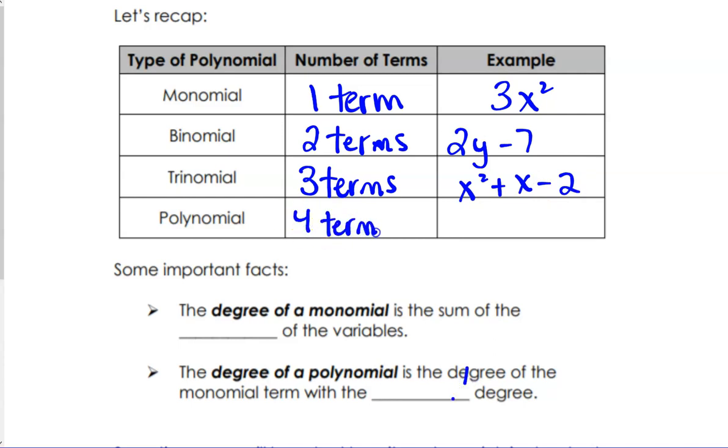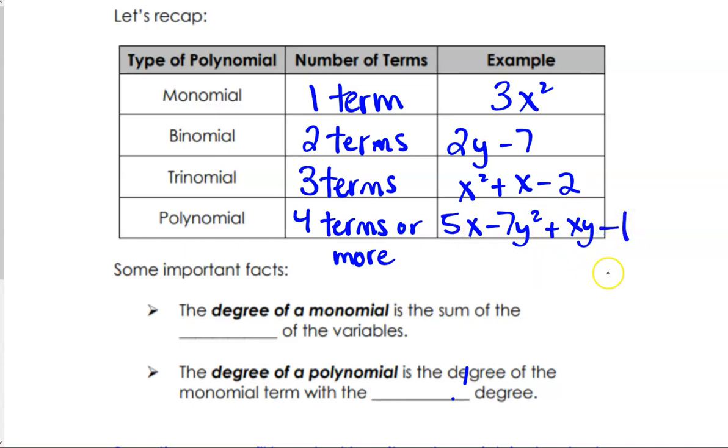And then a polynomial is going to have 4 terms or more. So we only really have a special name if it's 1, 2, or 3 terms. 4 terms or more, we just stick with polynomial. An example of that could be 5x minus 7y squared plus xy minus 1. So there's 4 different terms.